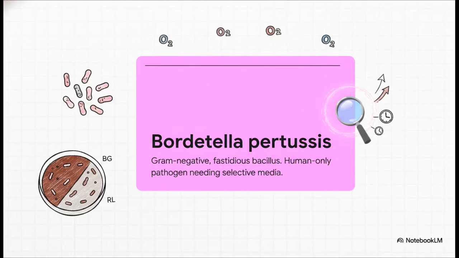Meet Bordetella pertussis. It's a gram-negative, pleomorphic, aerobic bacillus. But here's the absolute critical takeaway for your exams. It is extremely fastidious, and it is incredibly slow-growing. Think of it as this super needy, human-only pathogen that demands highly selective media to grow in the lab. We're talking Bordet-Gengou medium, which is a potato blood agar, or Regan-Lowe medium. Seriously, if you see either of those names in a question stem, your brain needs to immediately jump to pertussis.